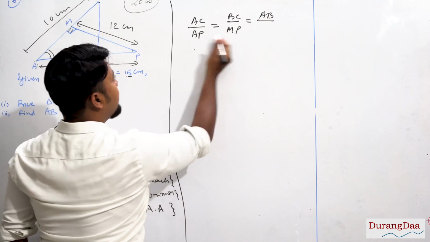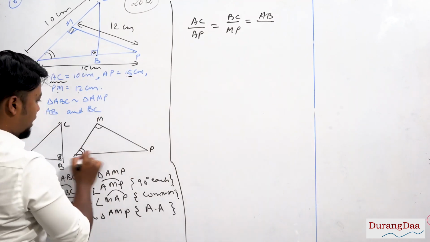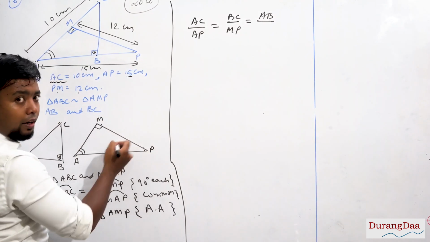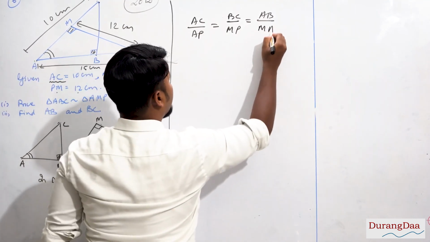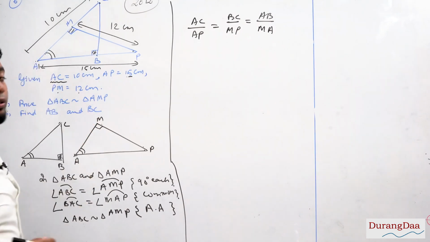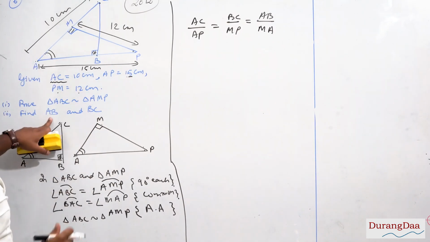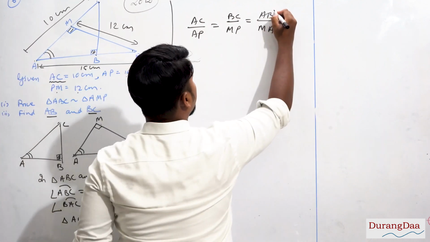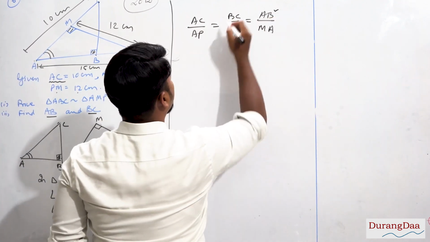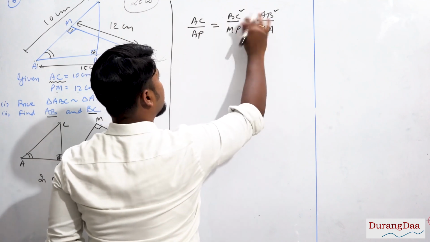Same way, AP and MP are sides of this triangle. So which one is left? MA. This would be MA. So we got all these ratios here. All right, what do we have to find now? AB and BC. That means we have to find AB and we have to find BC. So both the quantities are unknown.